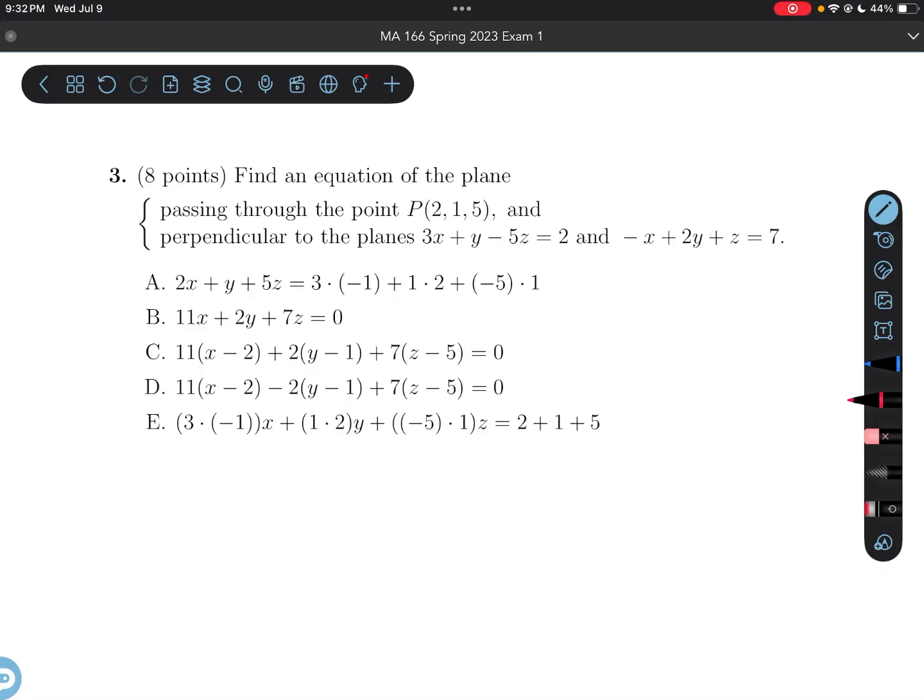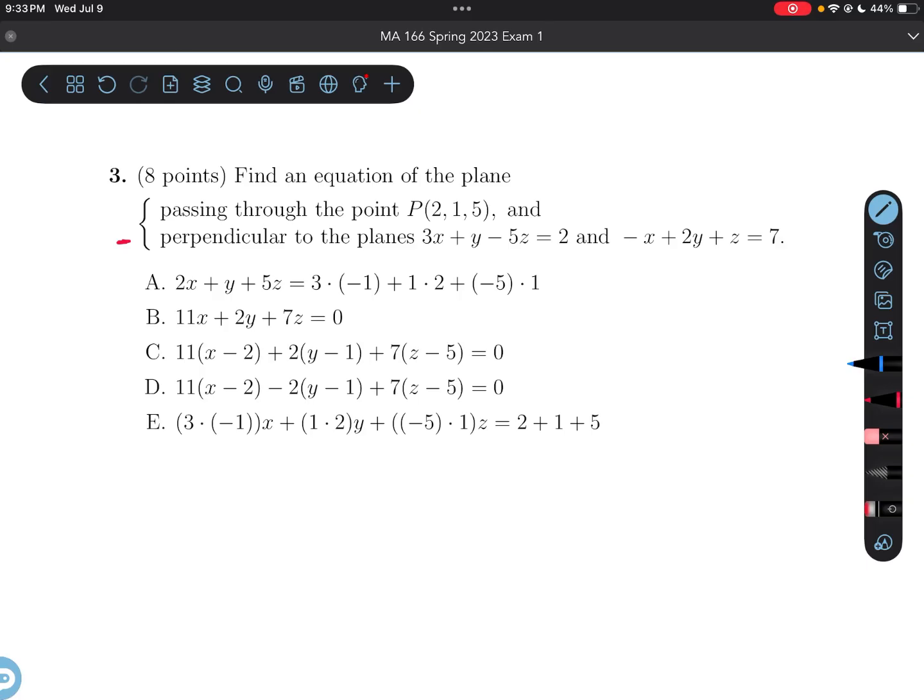All right. Okay, so the first thing we want to do is let's consider the second statement over here. For any given plane, there is a vector that is perpendicular to that plane. And for an equation in this form, finding that vector is really easy.